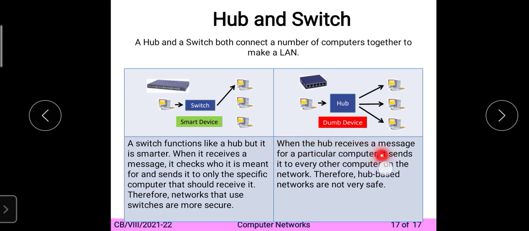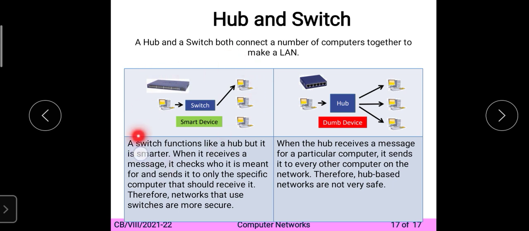When the hub receives a message for a particular computer, it sends it to every other computer on the network. जो LAN में connected होंगे वो सारे computer को वो message भेज देगा. Therefore, hub based networks are not very safe. वो स्मार्टली वर्क नहीं करता, वो नहीं देखता कि कौन से कंप्यूटर को मैसेज पास करना है. It will pass all messages to all the computers that are connected in the LAN cable, LAN connection.